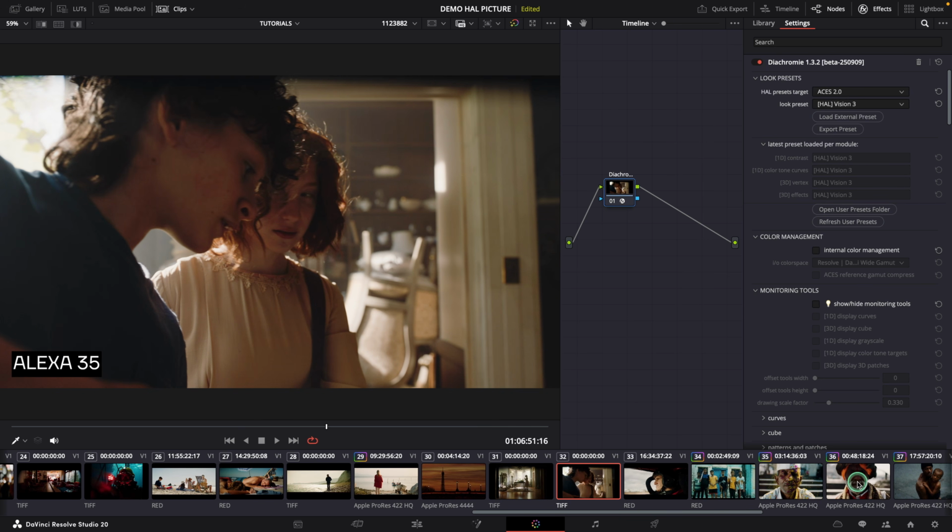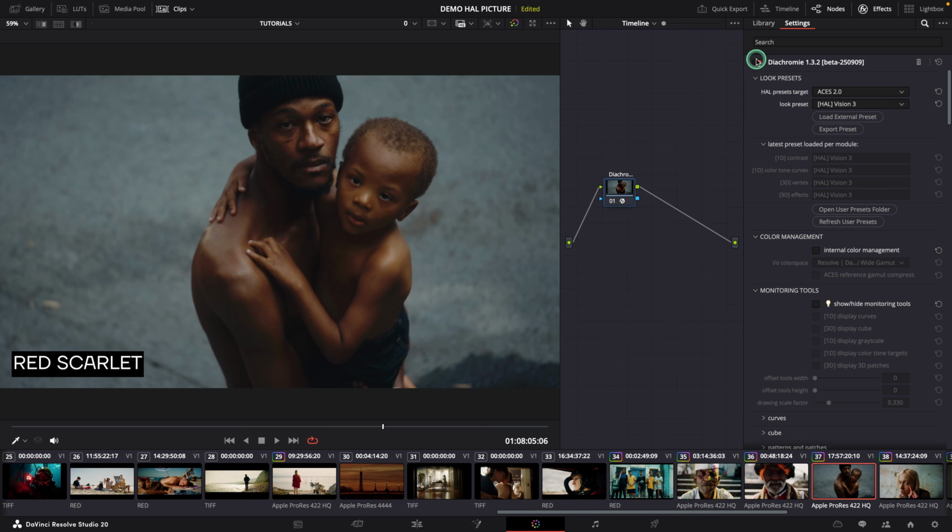So let's have a look at a very different situation and bypass the look. Well, this is with the look. This is without the look.